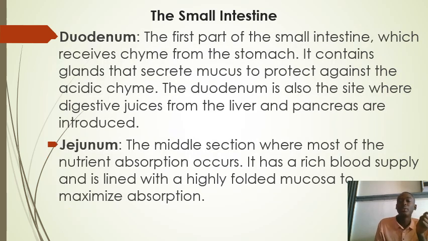So the duodenum, which is the first part of the small intestine, receives chyme from the stomach. It contains glands that secrete mucus to protect against the acidic chyme. You know, the chyme coming from the stomach has been mixed with the gastric juice, which contains HCl. So this part of the small intestine secretes mucus to protect against the acidic chyme. The duodenum is also the site where digestive juices from the liver and pancreas are introduced.